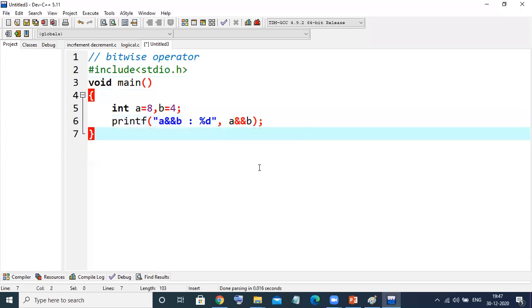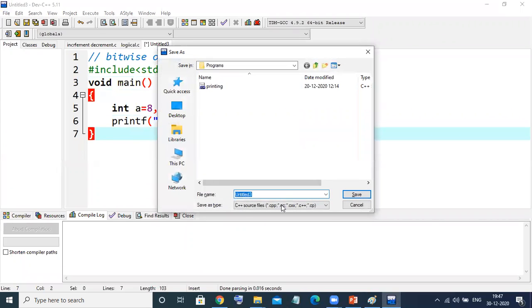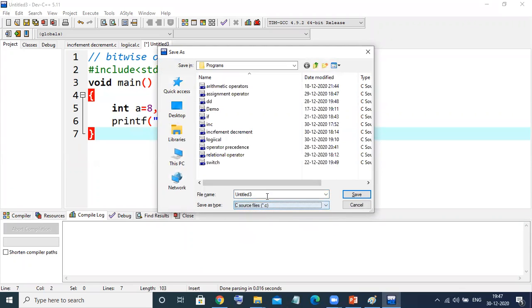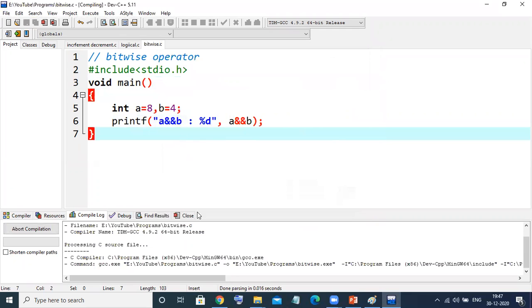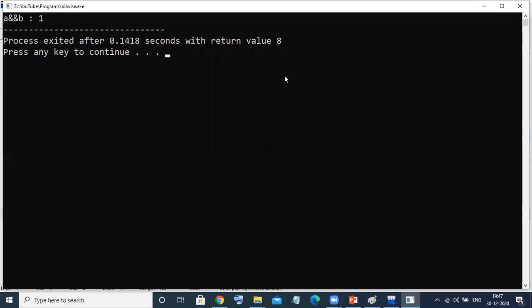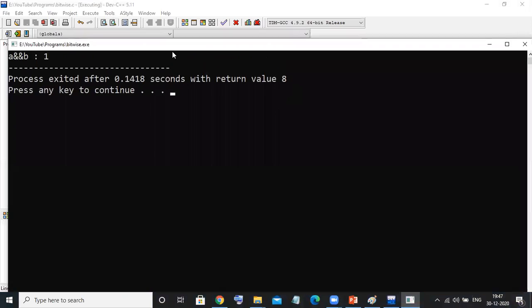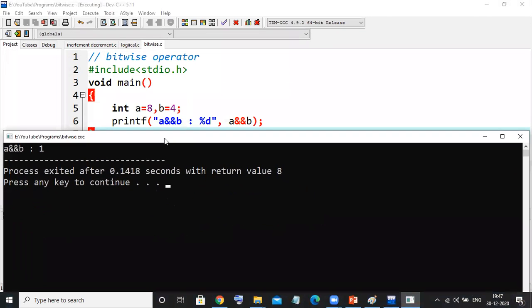Okay, so let us check what the output would be. Before that, I need to save this program. Then here I'll write, not logical, I'll say only bitwise operator. See, the result is 1. How is the result 1?